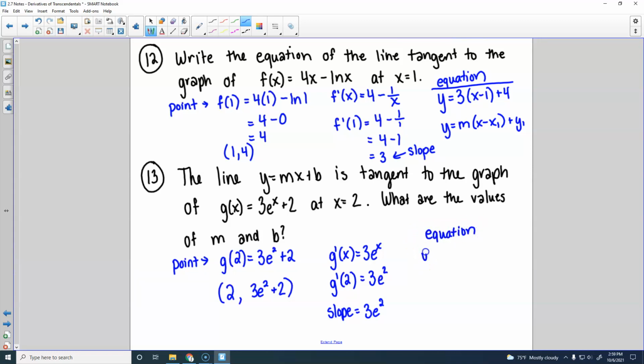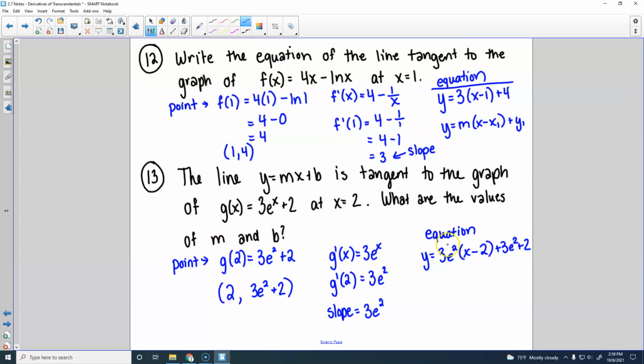For the equation, that's the next step. You do y equals 3e squared times x minus 2, plus 3e squared plus 2. All right, so if it just asks for the tangent line, we'd stop here. But it says the line y equals mx plus b is tangent to the graph. It asks us for m and b. It wants the slope and the y-intercept of this line.